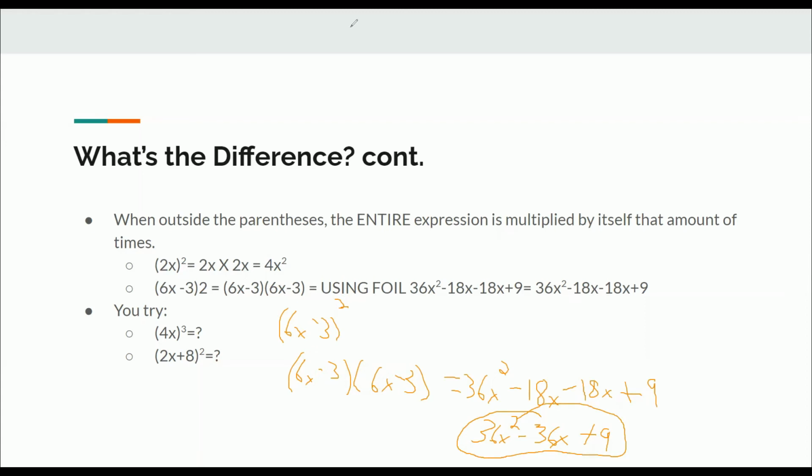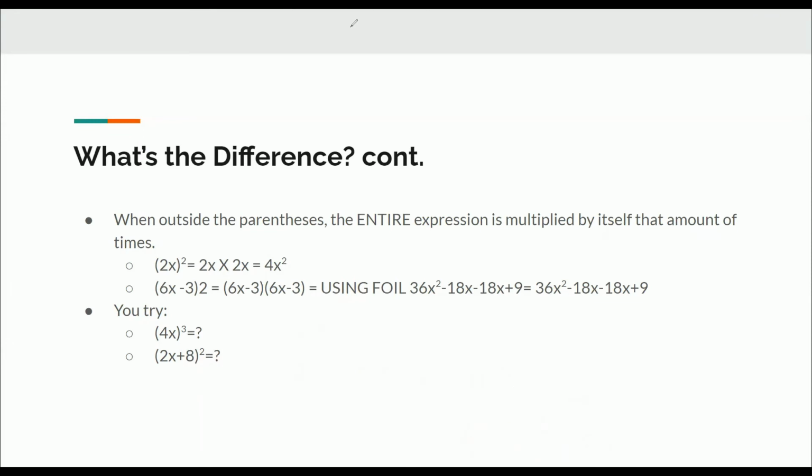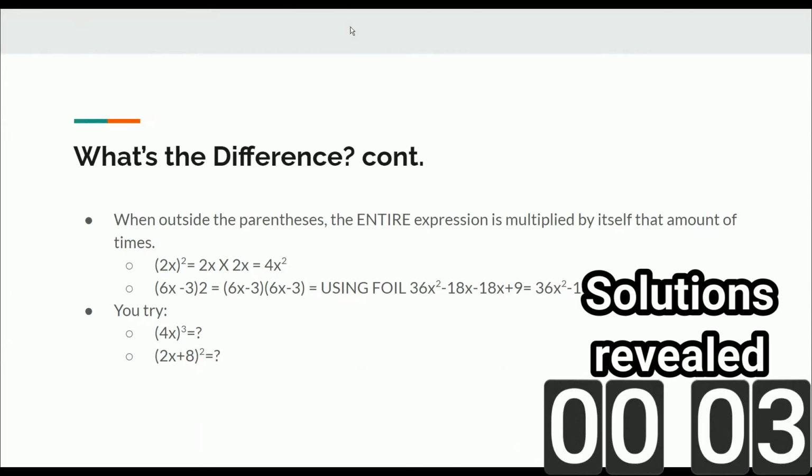Alrighty, so now I want you guys to try the examples here. And don't be intimidated that it is a cube power now. You're just going to do the exact same thing as before. Okay, so when you are ready, you can unpause the video. And let's do this together.